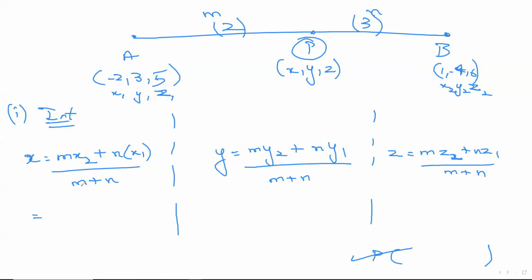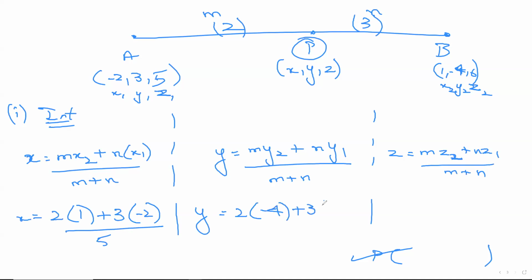So X will be equal to, as it is, M's value is 2, X2's value is 1 plus, careful, N's value is 3 given to us in the question, X1's value is -2. I write that whole thing divided by M plus N. 2 plus 3 is 5 directly. Same thing I'll write for Y. Y is equal to M's value is 2, Y2's value is -4 plus N's value is 3, Y1's value is 3, whole thing divided by M plus N, which is 5. Z is M's value 2, Z2's value is 6 plus N's value is 3, Z1's value is 5, divided by 5. I hope you guys got the logic.